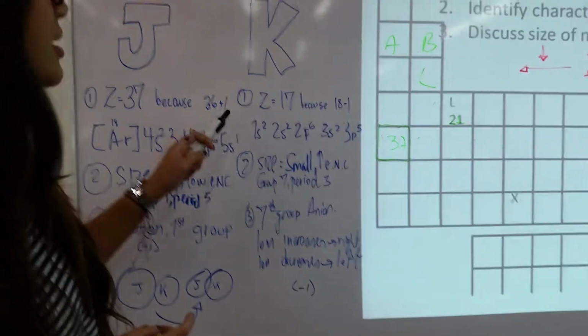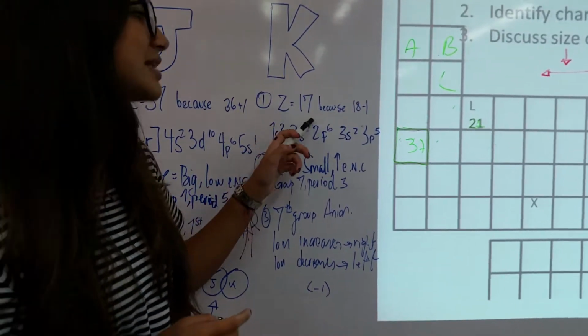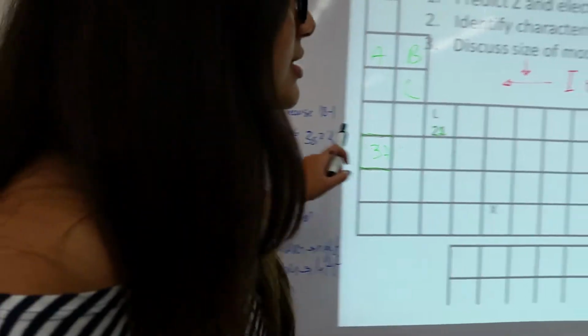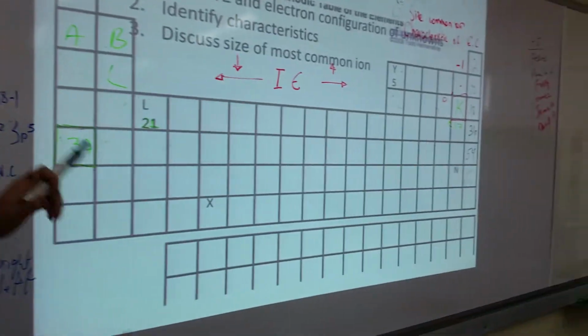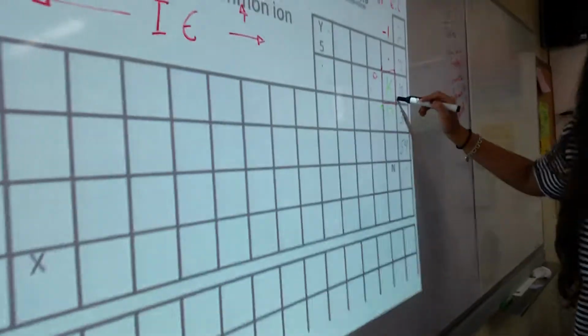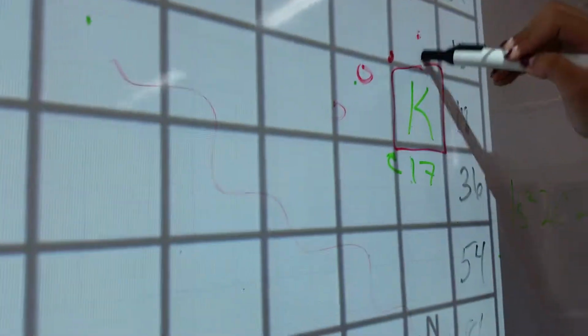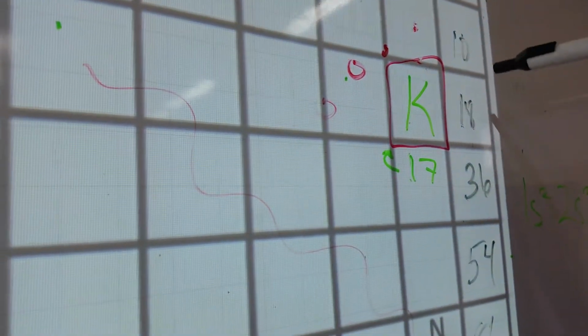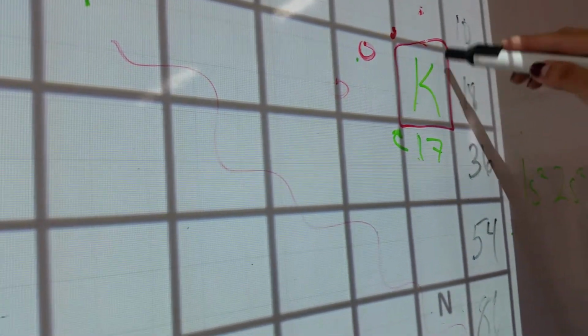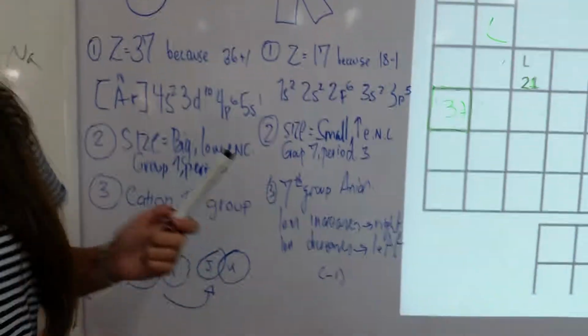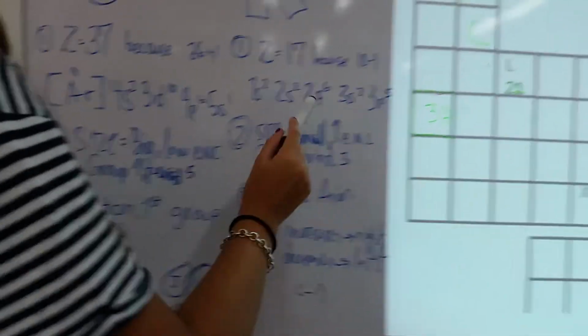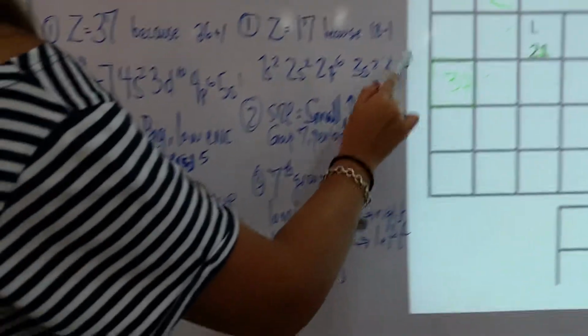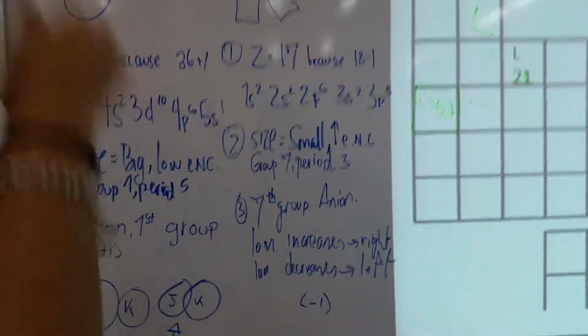First, we predicted that Z is going to be 17 because, as you can see, K is 1s2 to the left of 18. So if you subtract 18 minus 1, which is the electron, it's going to give you 17. Its electron configuration is going to be this one. If you add this up, it's going to be equal to 17.